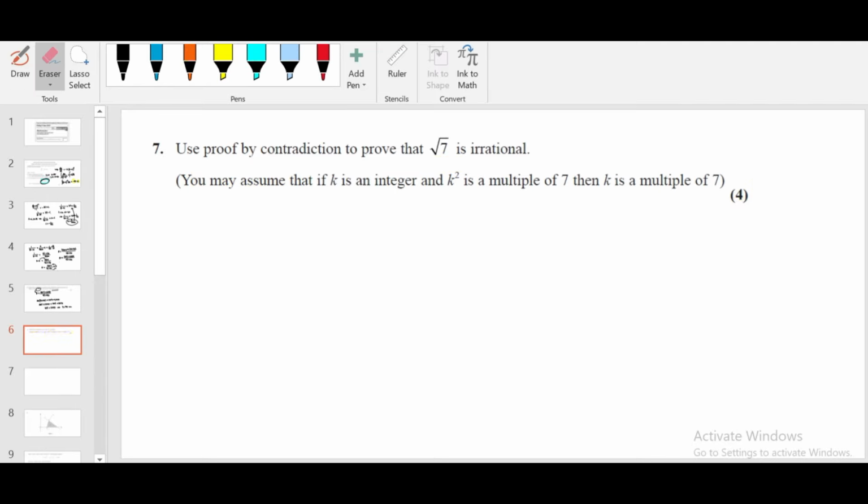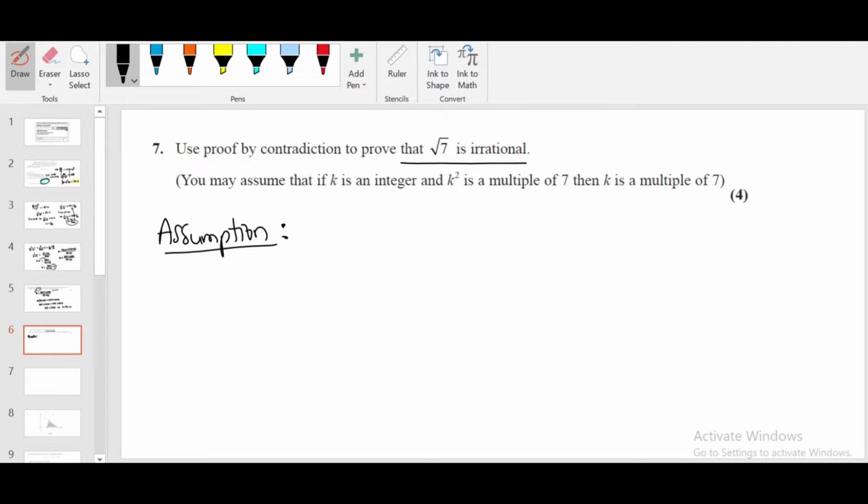Okay. So how do we do that? For proof by contradiction, it can be any question. First thing you need to do, you need to write the assumption. The assumption is the opposite of the given statement, the statement we are trying to prove. We are trying to prove it's irrational. So right assumption is square root of 7 is rational.